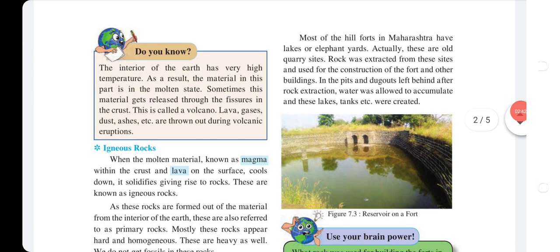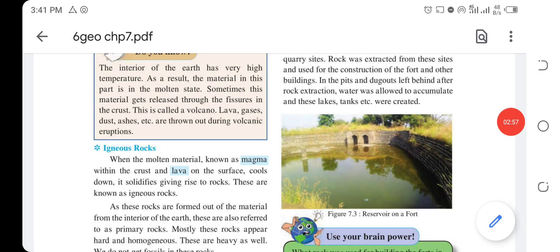Do you know the interior of the Earth has very high temperature? As a result, the minerals in this part are in a molten state. Sometimes this material gets released through fissures in the crust. This is called a volcano. Lava, gases, dust, ashes, etc. are thrown out during a volcanic eruption.